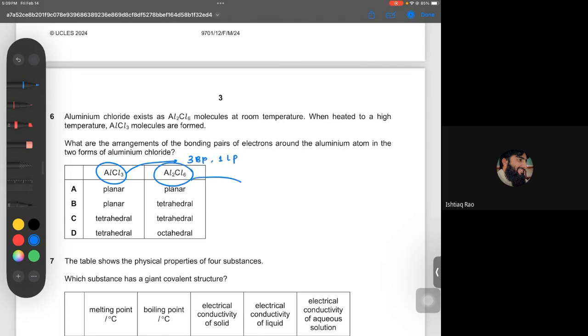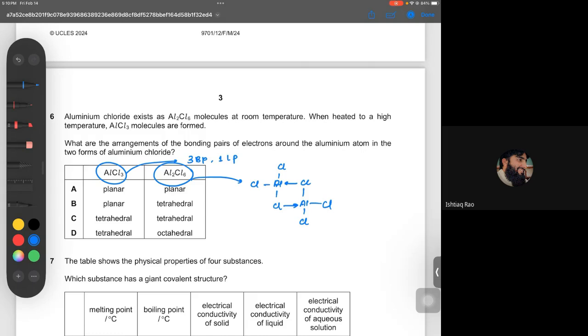And in Al2Cl6, if you remember, this was the dative covalent bond. This was the dative covalent bond. Basically, it had two dative bonds and six covalent bonds.